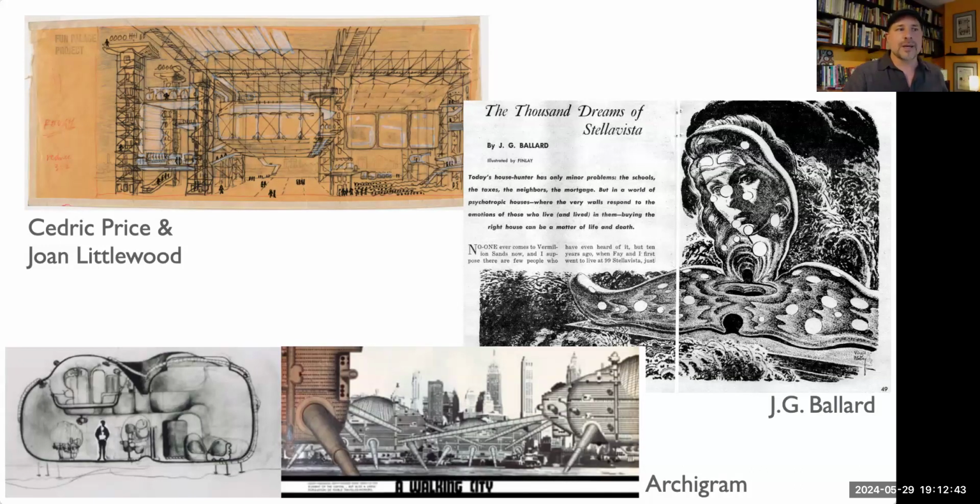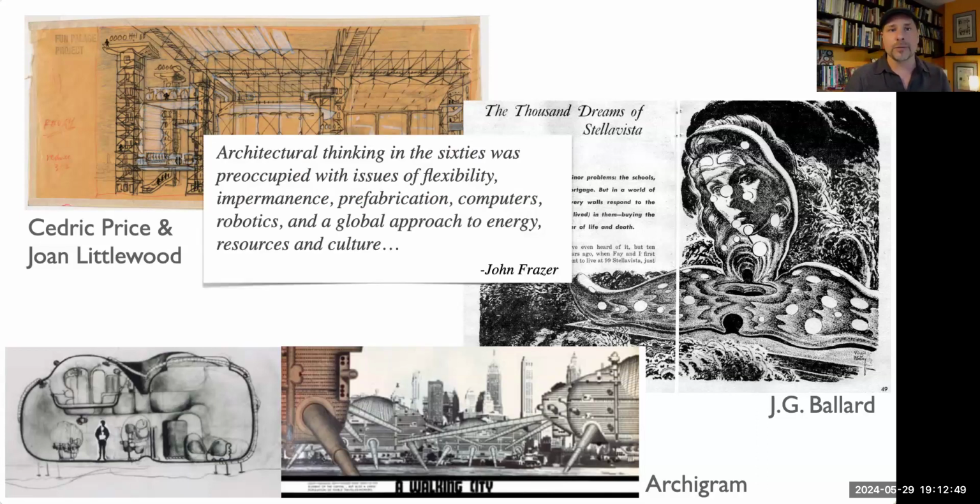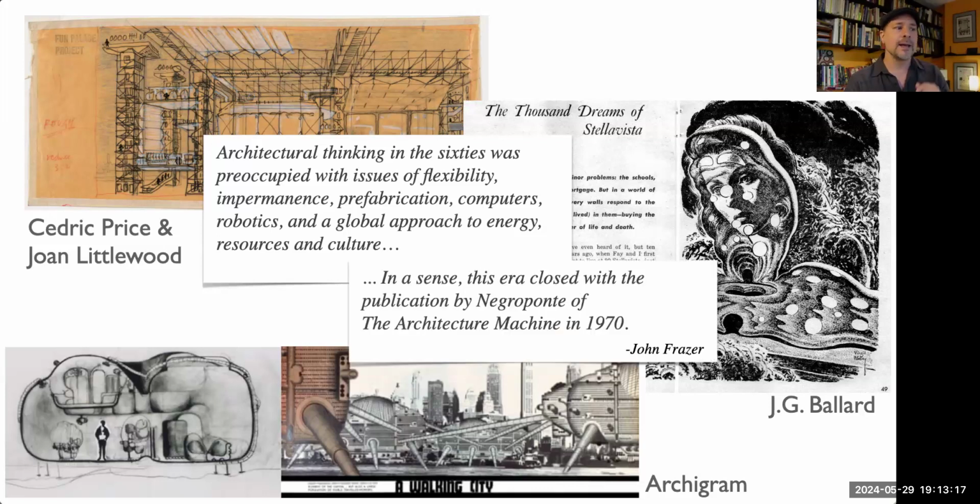So John Fraser summed it up very well, writing in 1993, in a paper about Gordon Pask. The quote from John Fraser is, "Architectural thinking in the 60s was preoccupied with issues of flexibility, impermanence, prefabrication, computers, robotics, and a global approach to energy, resources, and culture." So these are the preoccupations that were really lighting the fire in a lot of these experimental architects. He goes on in that article to say, "In a sense, this era closed with the publication by Negroponte of The Architecture Machine in 1970."